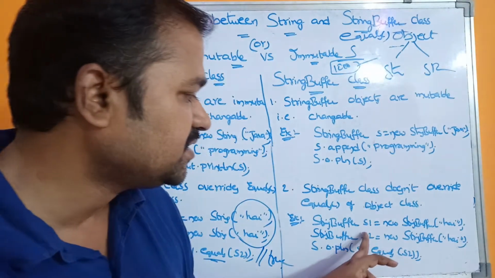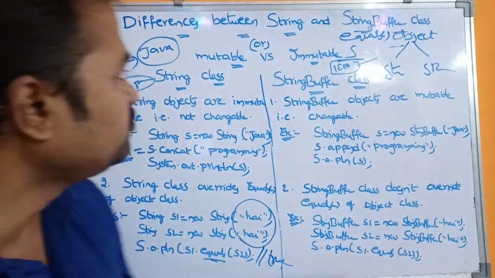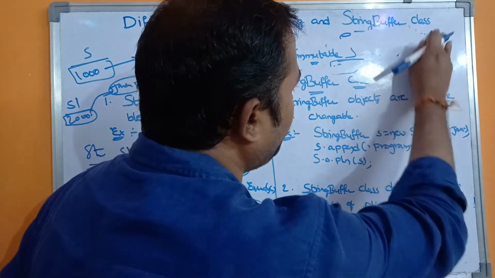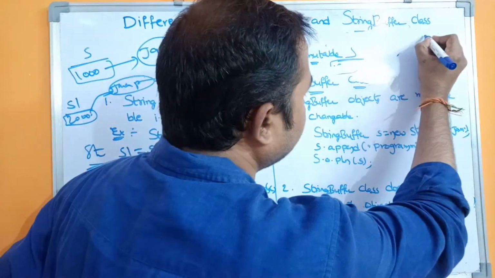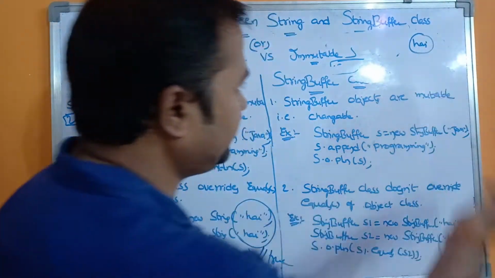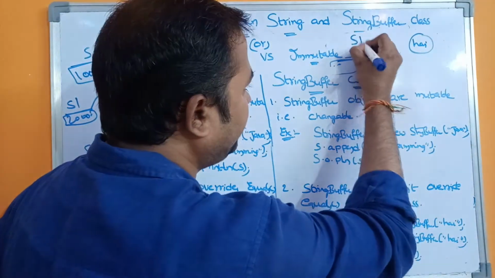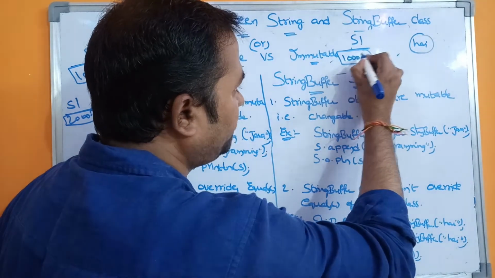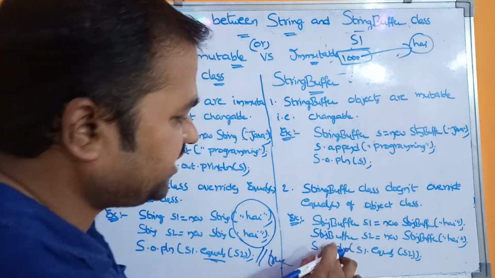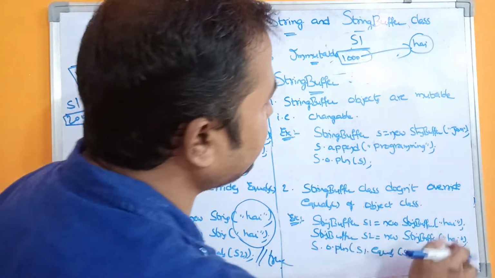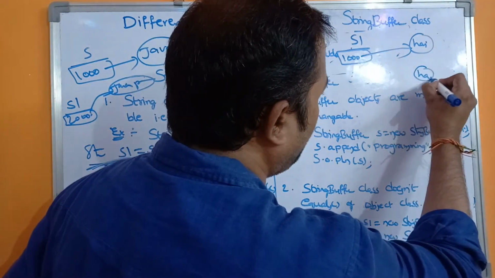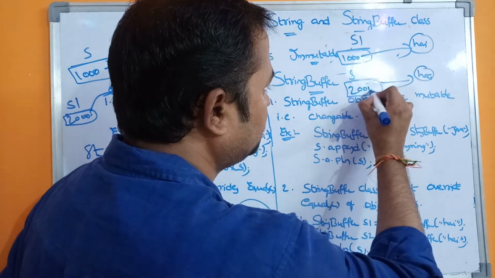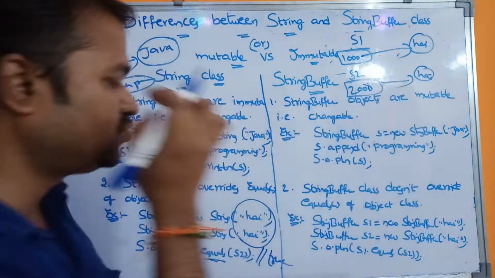Let's see this example. StringBuffer s1 = new StringBuffer("hi"). We know whenever an object is created, what will happen? Hi is the object. s1 is the reference. The reference is 1000. So 1000 points to the object. Next statement, StringBuffer s2 = new StringBuffer("hi"). So hi is the object. Let the reference be 2000. So 2000 points to the hi.